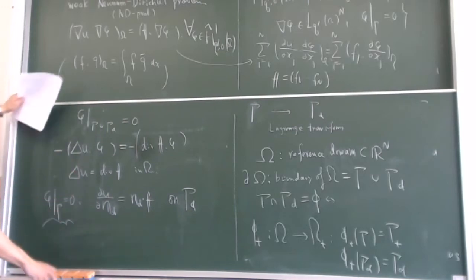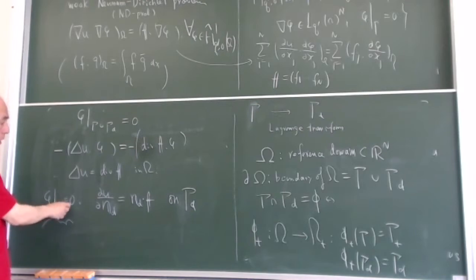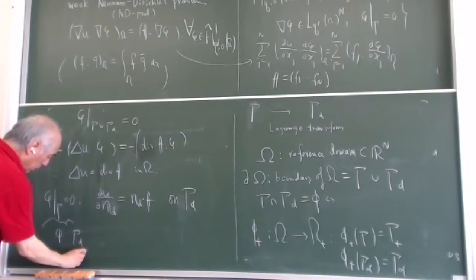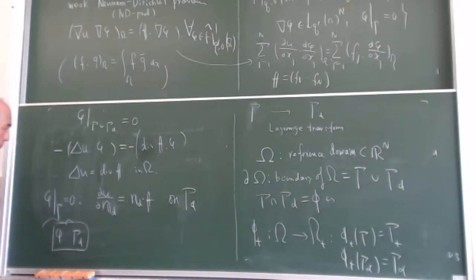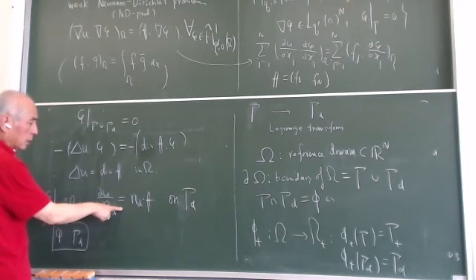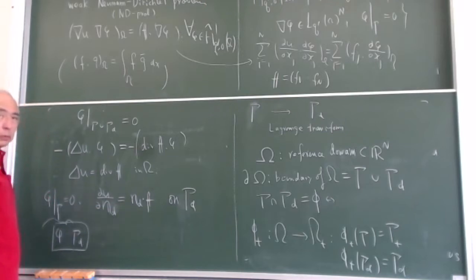Then this integration by parts does hold. Why? Because we have no information on phi on Gamma D. Therefore, if this holds, then you can get this equation on the boundary automatically. Understand what I mean?